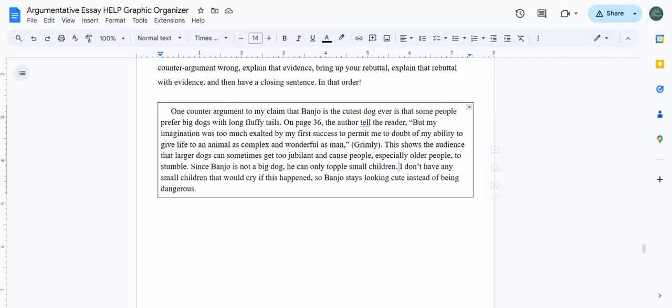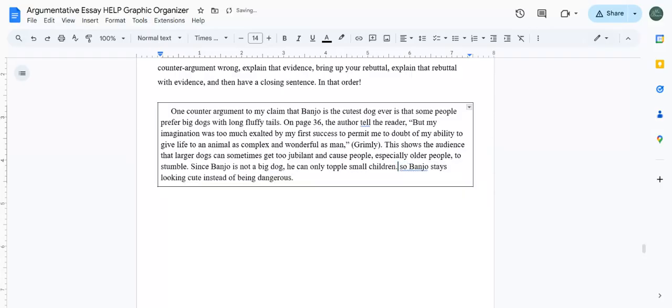Listen, I don't need to include details about me, so I'm going to take this out. So Banjo stays cute instead of being dangerous. Let's change this to because he is never around toddlers. We're going to change it and say Banjo stays looking cute instead of being dangerous.